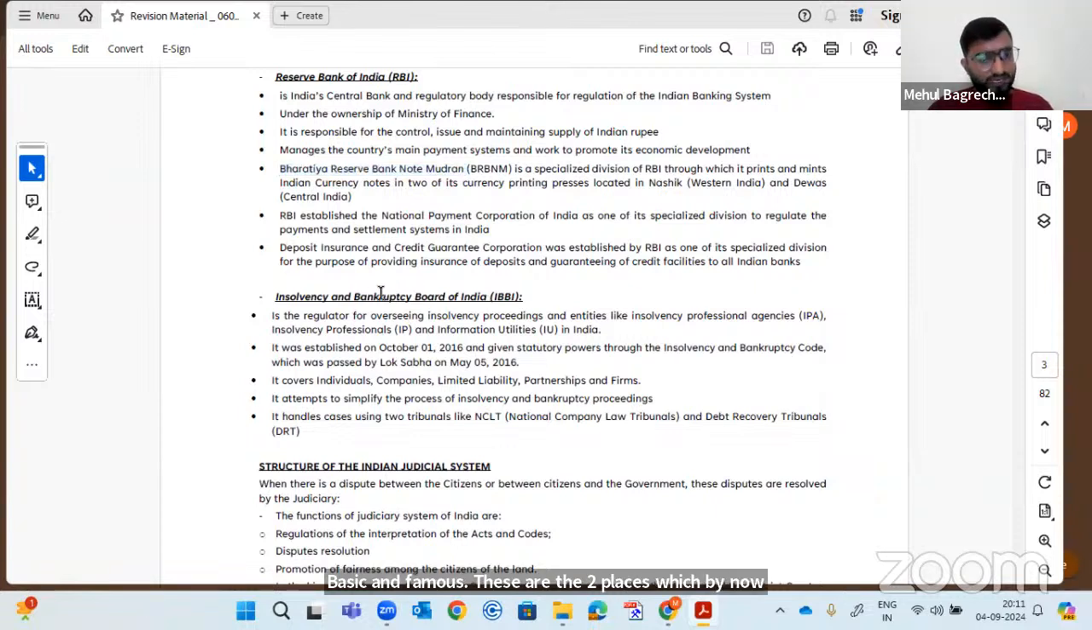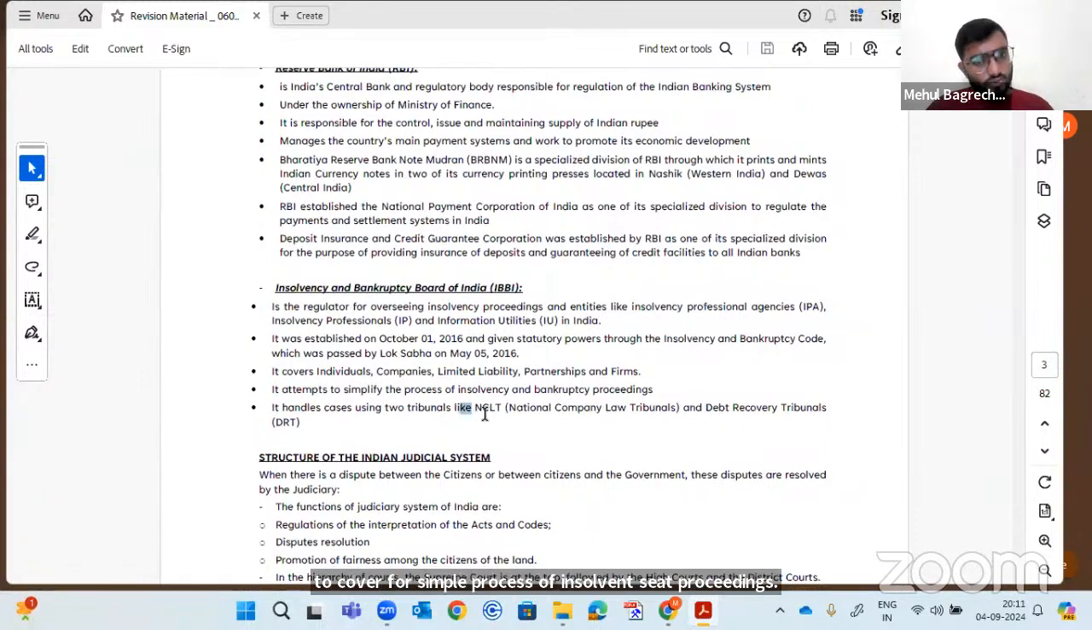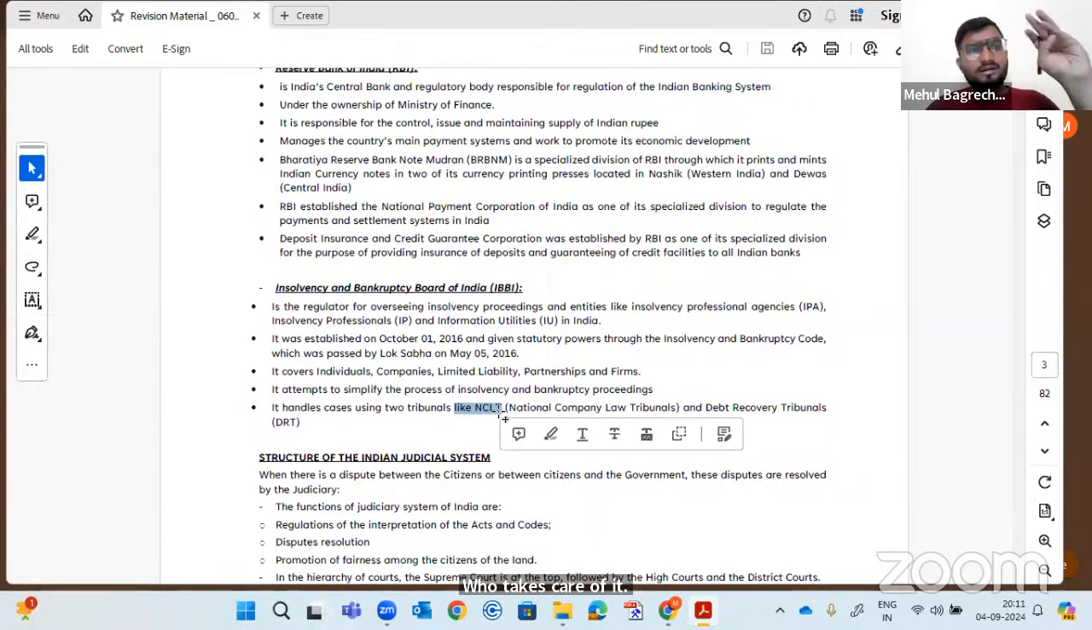Next, you have IBBI, which is the Insolvency and Bankruptcy Board of India. What is their role? As the name itself suggests, they will help in insolvency proceedings. They will help in closing companies. It is going to cover the simple process of insolvency and bankruptcy proceedings. Who takes care of it? 2 authorities, NCLT, DRT. NCLT is the National Company Law Tribunal. DRT is Debt Recovery Tribunals.